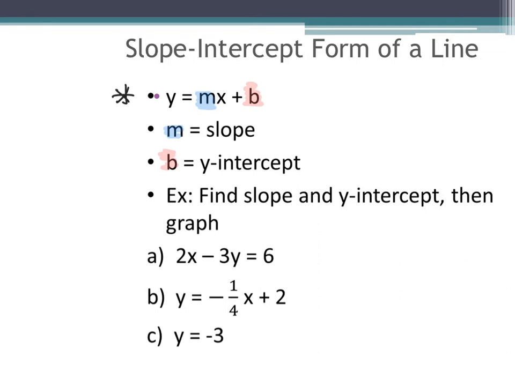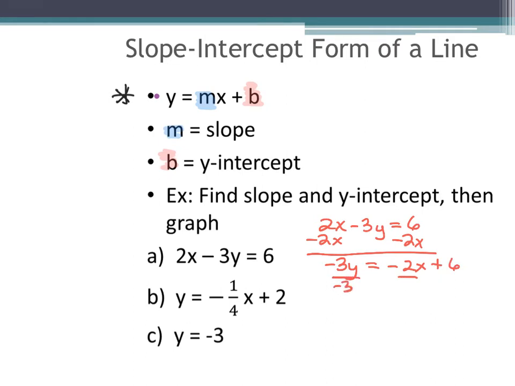So I'm going to take my equation, 2x minus 3y equals 6. I want to get y all by itself. So I'm going to subtract the 2x. Negative 3y equals negative 2x plus 6. And now I divide everything by negative 3. And y equals negative divided by a negative makes this become positive 2/3 x minus 2.